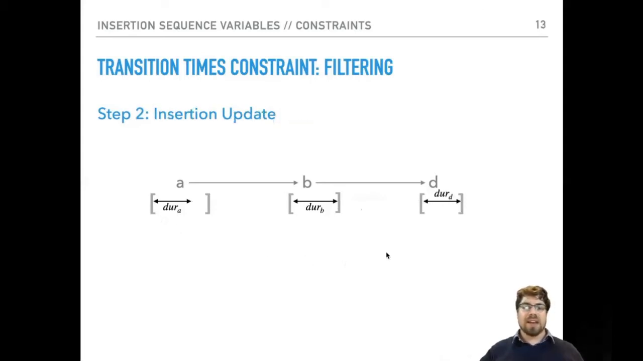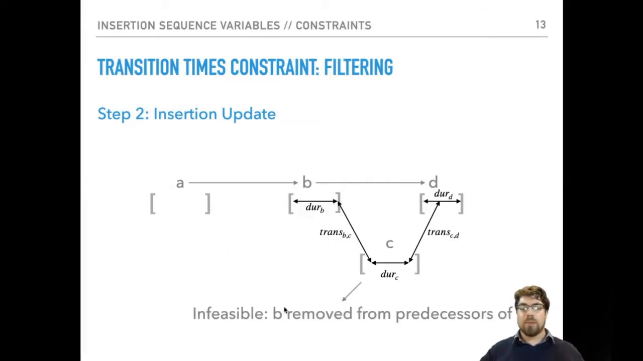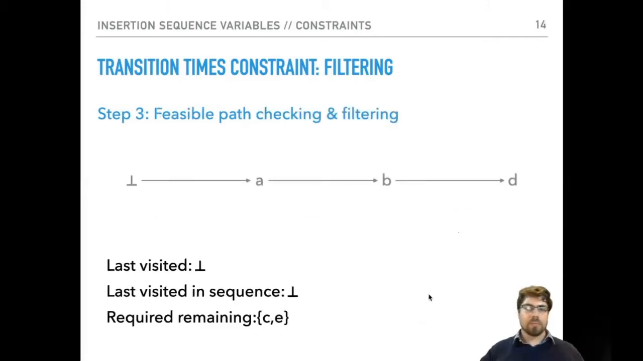Once the time windows are updated, we update the possible insertions. So we will check that for each possible insertion, we can indeed perform this insertion and still be valid regarding our time windows. If at some point we see that a possible insertion will lead to a violation of the constraint, we remove this insertion. So for example, here, we will remove B from the possible predecessors for C.